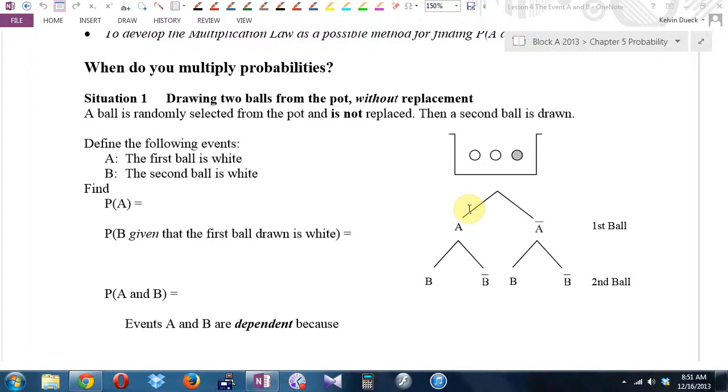Suppose I draw a marble, and I'm going to define 2 events. The first event, A, is the first ball is white. The second event, B, is the second ball is white. What's the probability of A? Well, first of all, what we're going to do is we're going to do a tree. So I've drawn out the tree for you already.